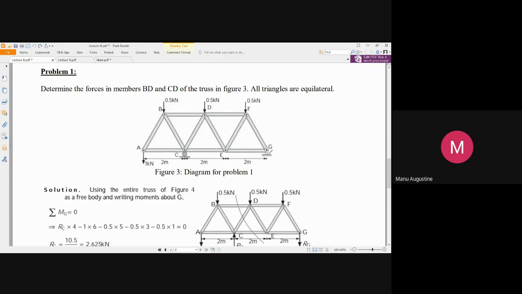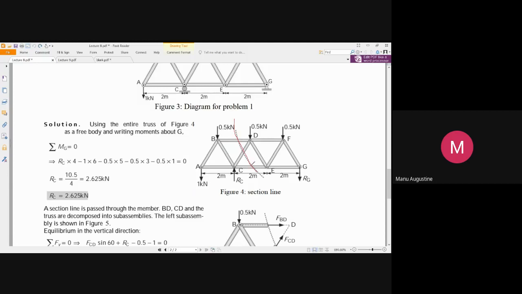Okay. Now, this is the section that the textbook has drawn, and I told you that curved sections are also possible. But in this case, there is no need for a curved section. You can simply put a straight line like this. This section is also correct.